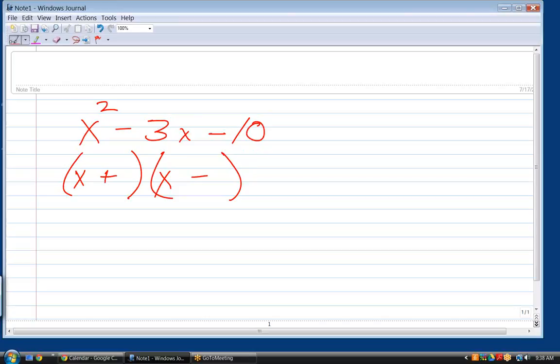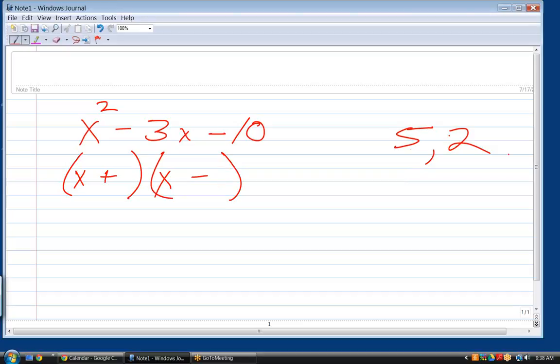What are factors of 5 and 2? Yeah, so those are our numbers. Now there's a fourth step. When there's a negative sign over here, there's a fourth step. You have to figure out where to put the 5 and where to put the 2. One goes there, one goes there, but which one goes where?